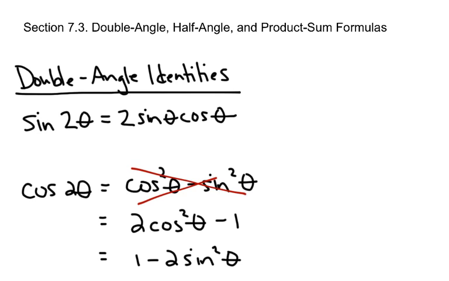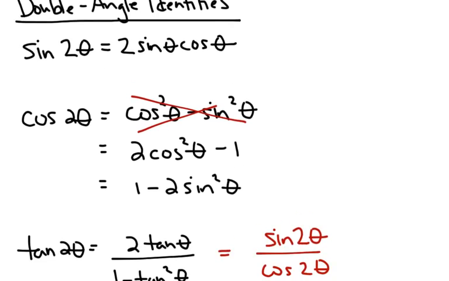In section 7.3, the double angle, half angle, and product sum formulas, we're only going to focus on the double angle identities. The other ones don't affect us enough in the calculus class, but this one does. So if I want to find the sine of twice an angle, the sine of 2 theta, I can find that by multiplying 2 times the sine of theta times the cosine of theta.